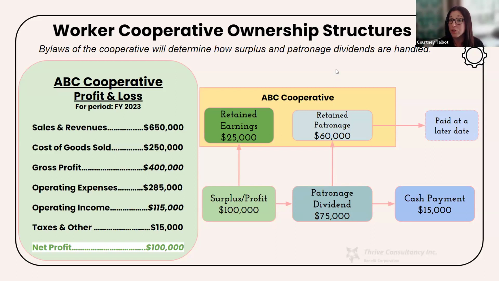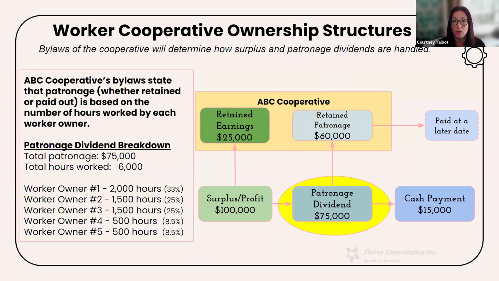Let's see how this looks for each worker owner though. If you recall, the way the worker owner's patronage individually is determined is on their hours worked, because in a worker cooperative, that is their involvement in the co-op, is they're working there. And so their hours are what is used to determine their amount of that patronage. So now remember, we have a total of 75,000 to divide up, part in cash, part retained, but 75,000 is the total number we're giving to these 5 employees.